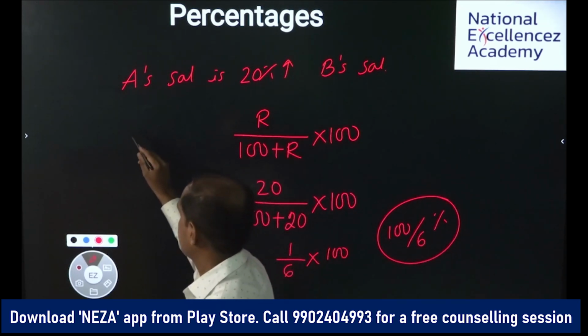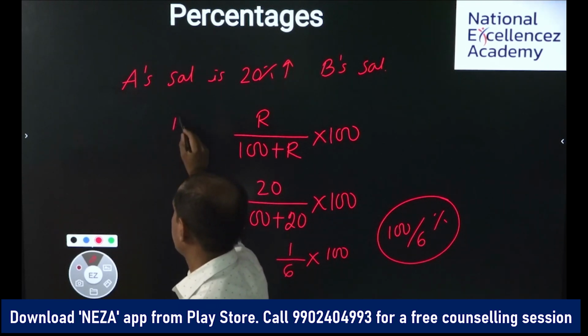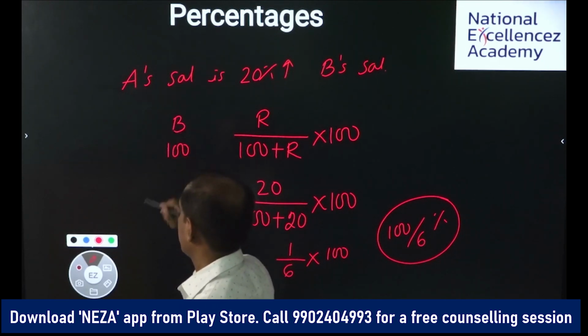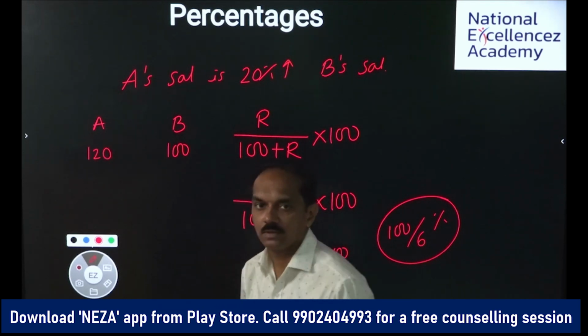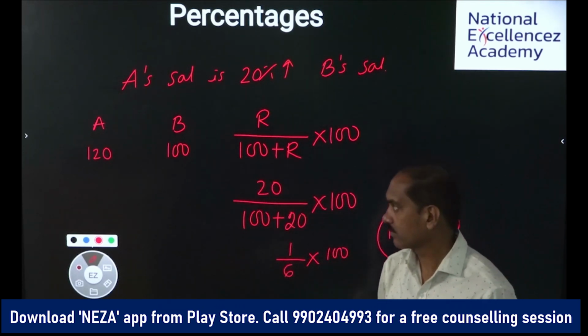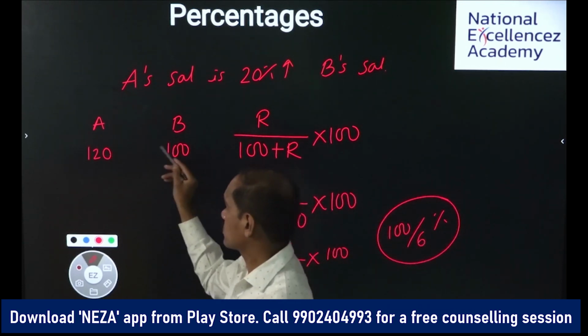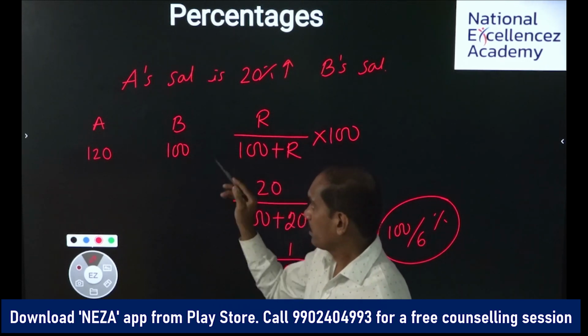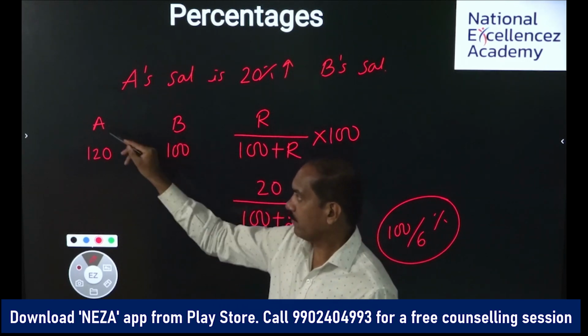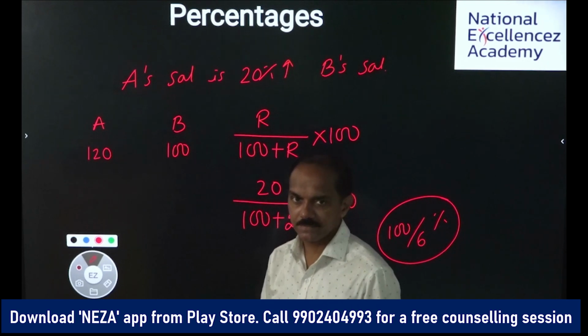If you go without using the formula, what happens? Assuming B's salary is 100, A's salary will straight away be 120, because A's salary is 20% more. For every 100, 20 more. Now, if you compare with A, B's salary is less.